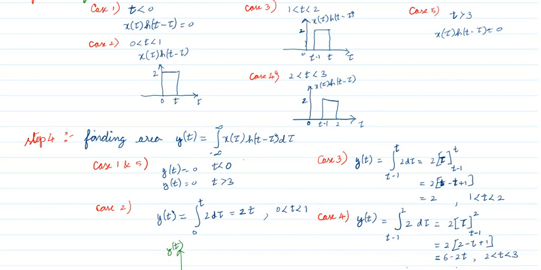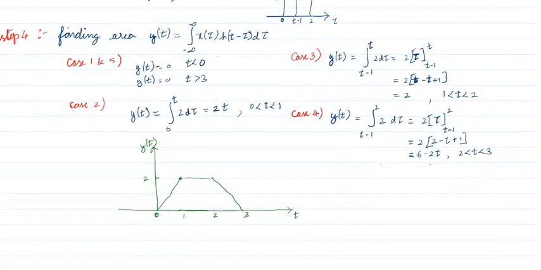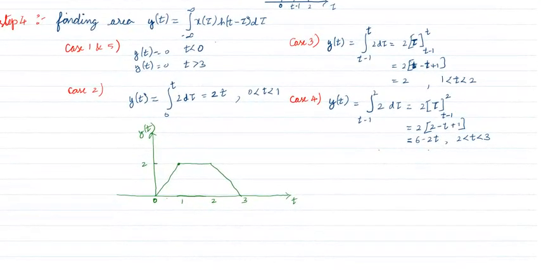Okay, now in the integration we have found out the area, right? Then I can plot it, right? We'll start with case 1 first. In case 1, for t less than 0 there is no signal. Similarly in case 5, t greater than 3 there is no signal. Between 0 and 1 the signal is 2t, right?